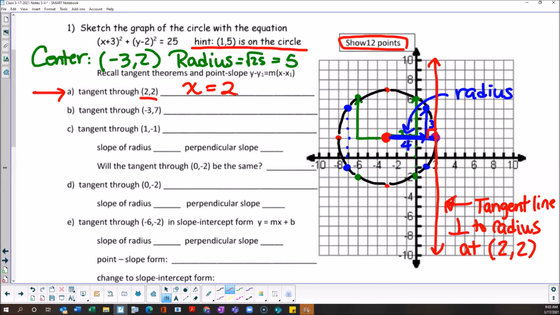How did you get the green again? The green dots, I switched, and don't worry too much about that because we're not going to make you graph on the quiz tomorrow. But I know that if I go over 4, up 3 to get to the blue dot on the circle, I can also switch that and go over 3, up 4, and that will also be on my circle. It'll also work in my equation here.